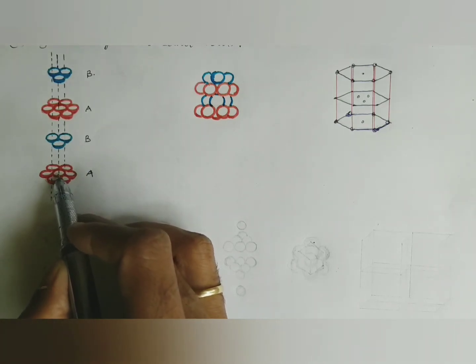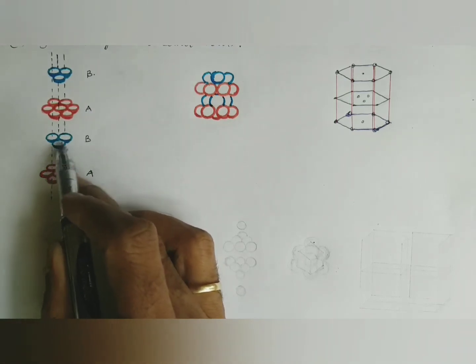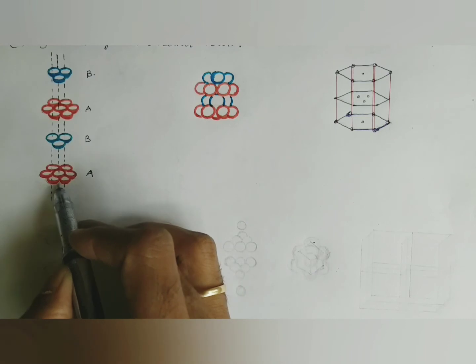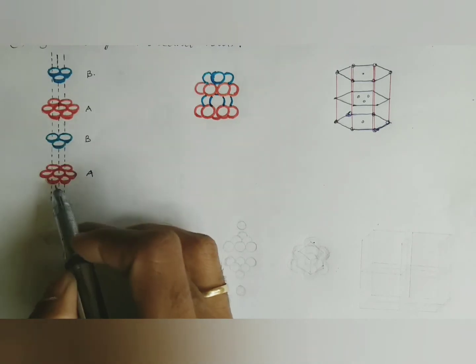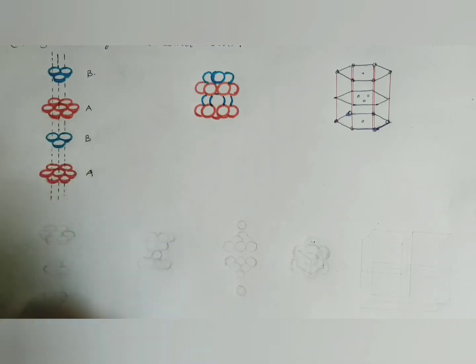So now how many atoms are there around this? 6 atoms within this layer, 3 atoms above, 3 atoms below. So in total 12 atoms are there. 6 plus 3 plus 3 at the bottom. So what is the coordination number? The coordination number is 12.